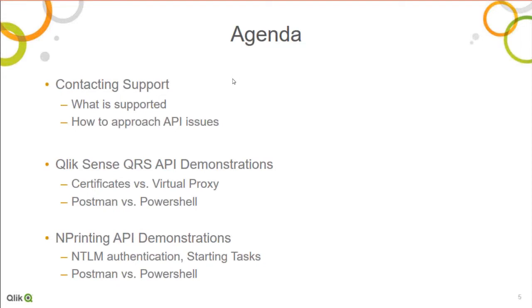I'm going to demonstrate the Qlik Sense QRS API, which is used to access the repository service, getting apps, for instance. I'm going to show how to authenticate with certificate authentication and also virtual proxy authentication. And I'll be using a couple of different tools: Postman as well as PowerShell. We'll also be doing a demonstration with the NPrinting API, demonstrating how to connect there in the same tools.